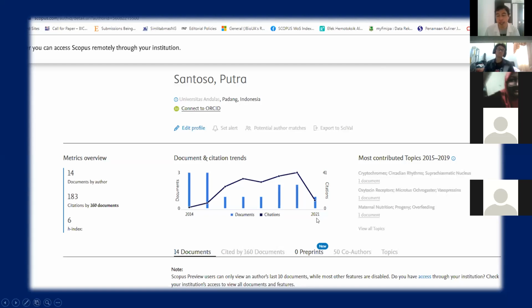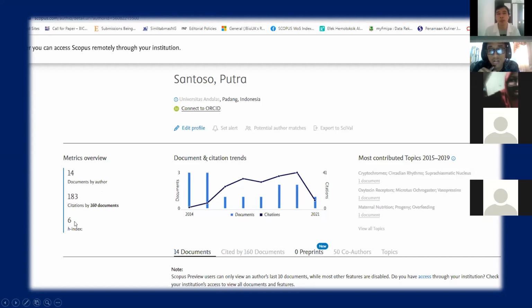Until recently, in 2021 and this month, I have 14 documents by the author. This is the number of my papers published in international, reputable journals. My 14 papers have been cited 183 times by 160 documents. It means that almost more than 100 papers have cited my research. And this is a kind of level: the higher your level, the higher these numbers.